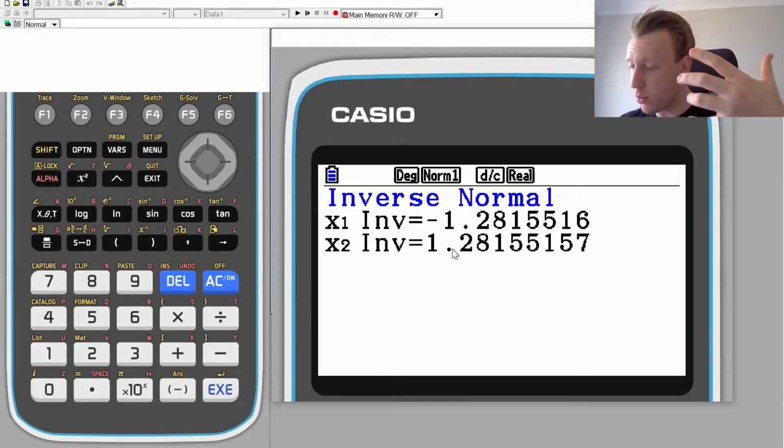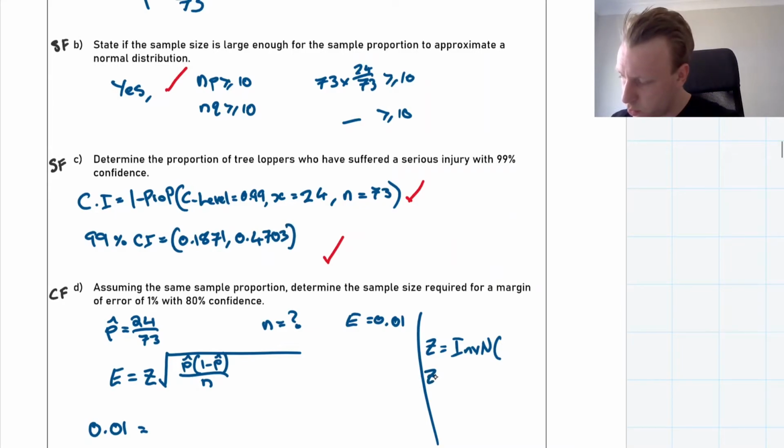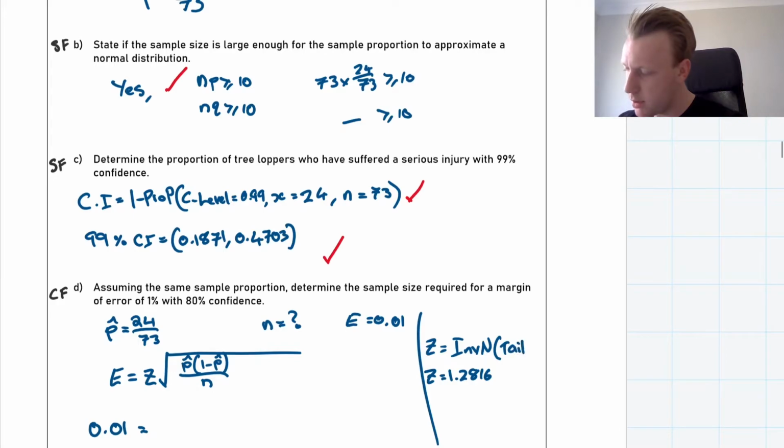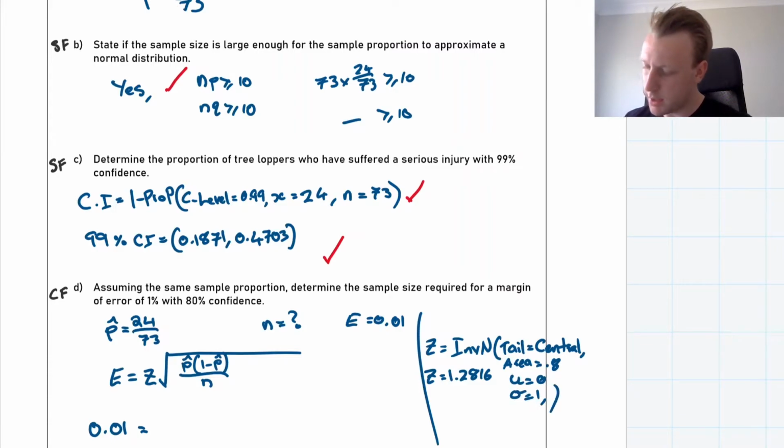And so I've got 1.2816. Okay, and what I did was, what did I put in the calculator? I better put my expression there because it is short response. Tail is central, area is 0.8. So tail equals central, area equals 0.8. The mean was 0, the standard deviation was 1. Okay, so that means that's going to be my z-score here.